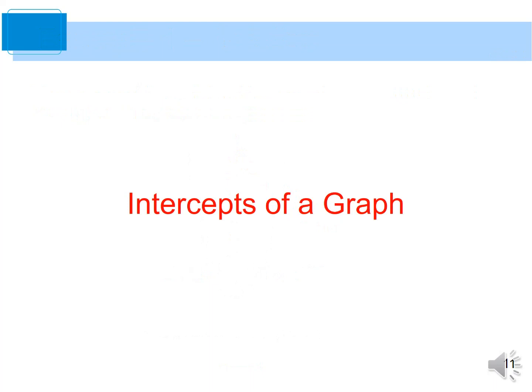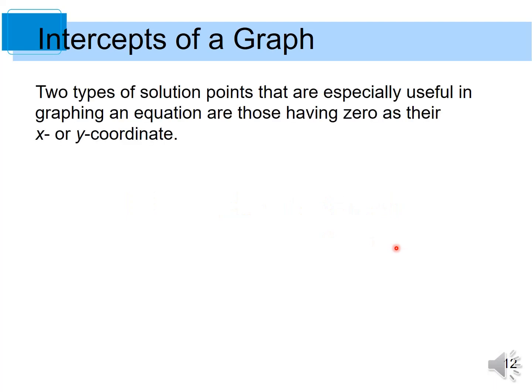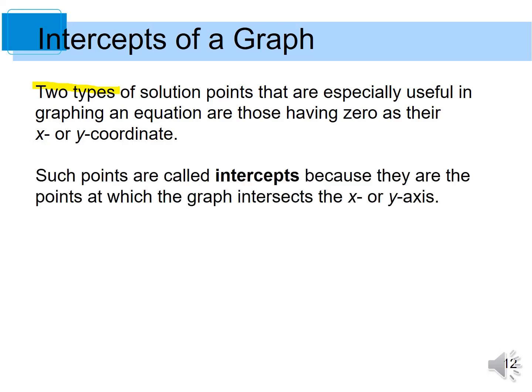We move on to second objective. Two types of solution points that are especially useful in graphing an equation are those having 0 as their x or y coordinate. So we have two types, either 0 on x coordinate or y coordinate. Such points are called intercepts because they are the point at which the graph intersects the x or y axis.